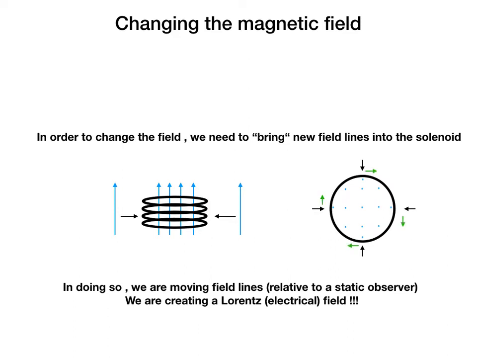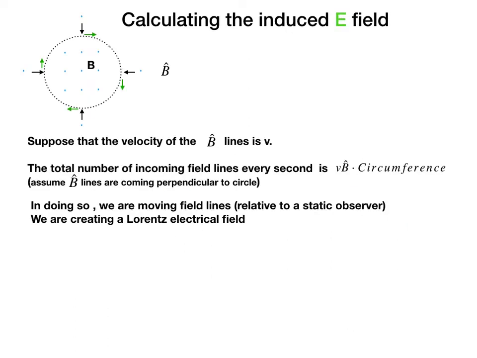The direction of the electrical field is given by the right-hand rule, as usual in the Lorentz force, and as you can see, it's going around the circle, always perpendicular to B and the velocity of the magnetic field lines. The electrical field is calculated in the following way. Suppose we're bringing field lines from outside. It doesn't really matter what the value of B hat is outside. We just need to count how many field lines are crossing the circle per second. And this is relatively easy.